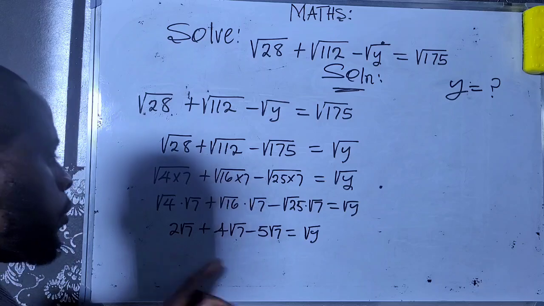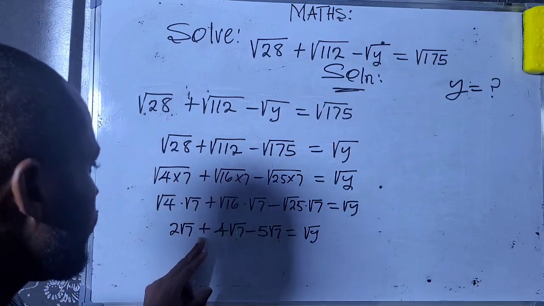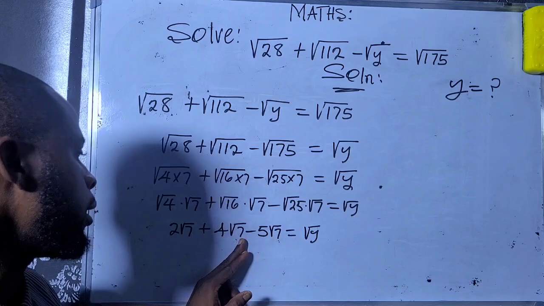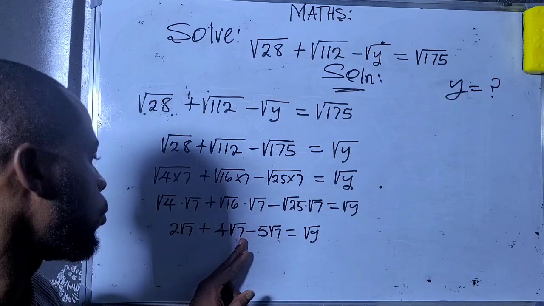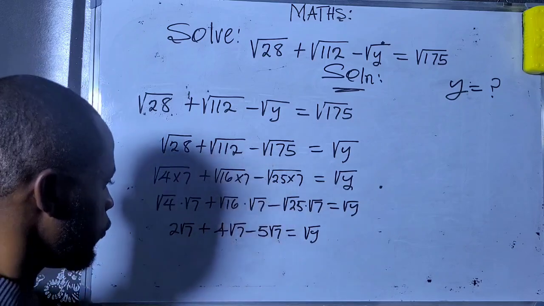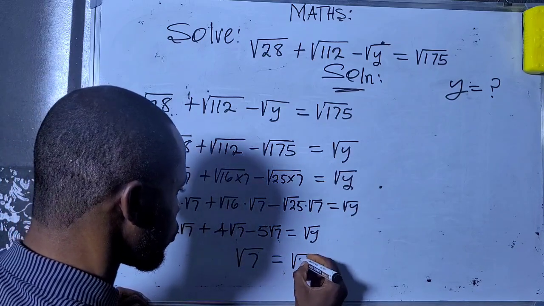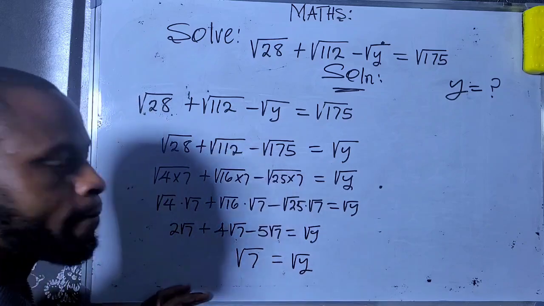Now, you simplify this further. Now, you have 2 root 7 plus 4 root 7. That will give you 6 root 7 minus 5 root 7. That will give you root 7 equals square root of y.